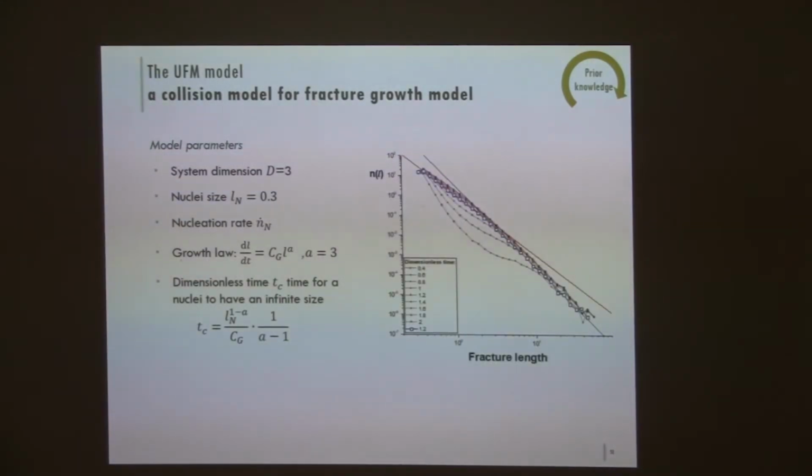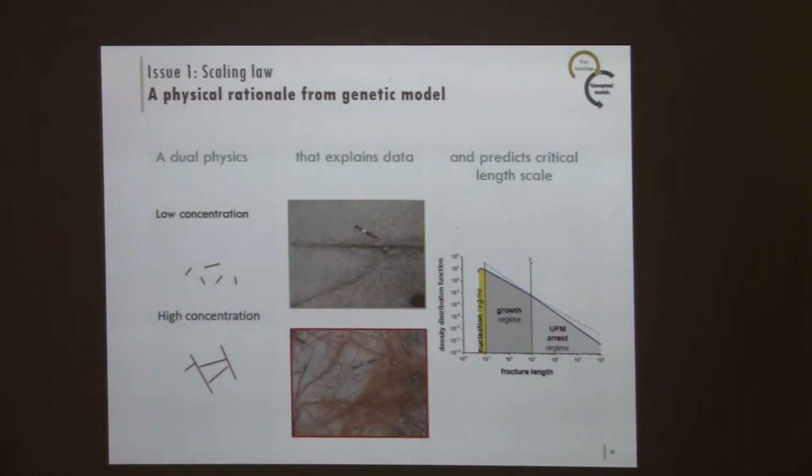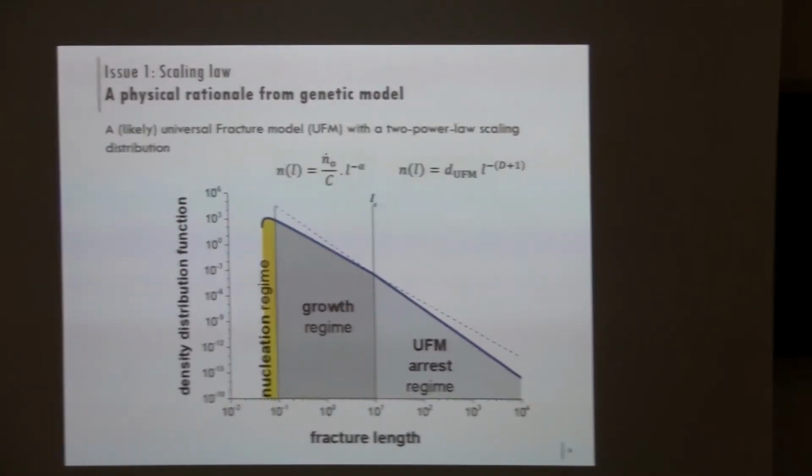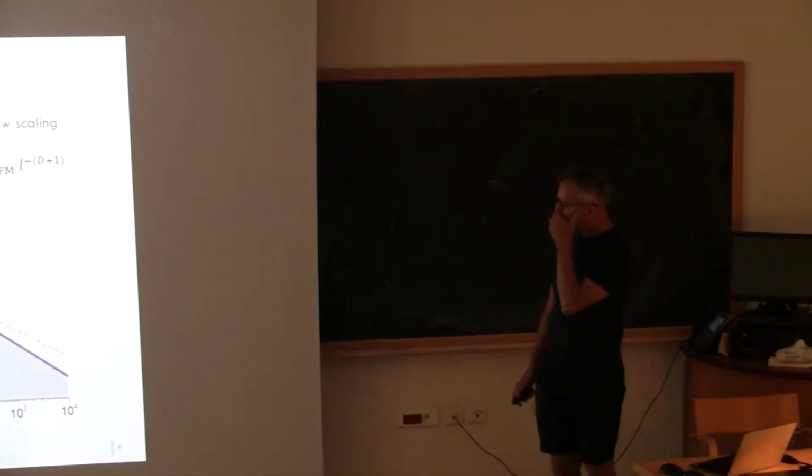Okay, let's look at the size distribution. The size distribution now is like that. So we have the concentration of small fractures, the concentration of arrested fractures. Both give power laws, but you have two different power laws actually. And you have what we call the growth regime and the arrest regime there. And in between, you have a length scale. The length scale is really a function of the nucleation rate, for instance, the growth law in your system, and so on.